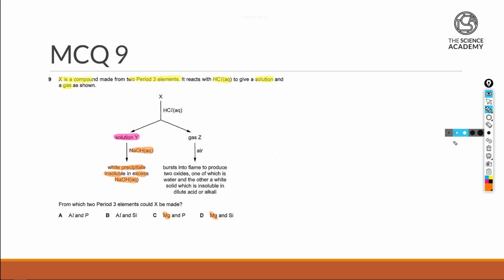So seemingly easy, I know that I can strike out A as well as B from the answer. Now we're left with phosphorus as well as silicon. Now let's hop back to gas Z. For the case of gas Z, when it was reacting with air, let's just take it as a form of combustion, it bursts into flame and it produces two oxides.